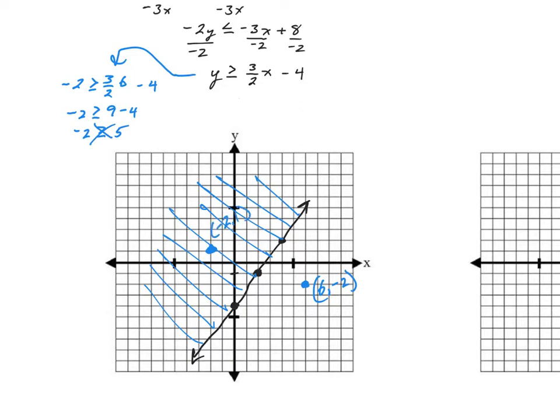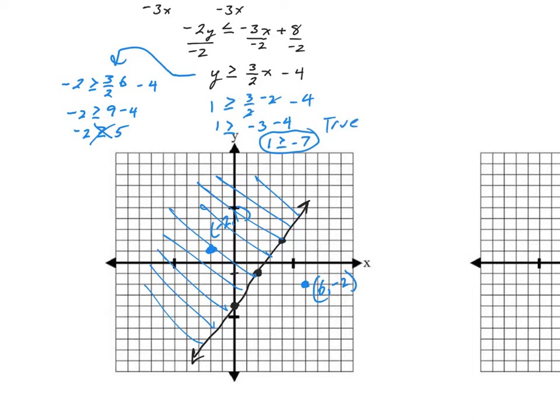-2, 1. So -2, 1. Let's go ahead and plug that in. So now we're going to have y is greater than or equal to 3 halves times -2 minus 4. So 1 is greater than or equal to -3 minus 4. So we already see it. Is 1 greater than or equal to -7? Yes. And this is true.